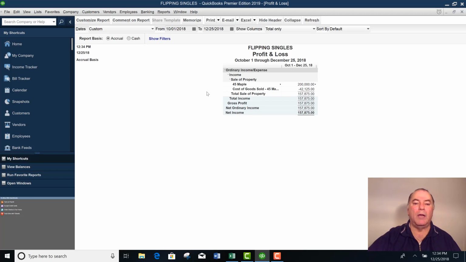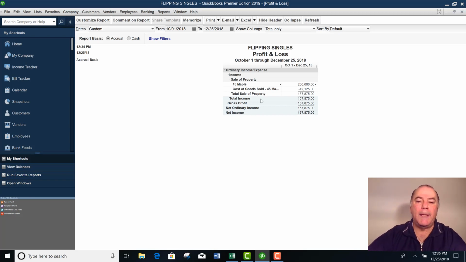So here's a report on profit and loss. Basic profit and loss. The way I set it up was that I could show that the property, 45 Maple Street, sold for $200,000. Cost of goods sold, 45 Maple Street, $42,125. It comes up to the total sale of property, $157,875. All right, so I didn't add in any other general expenses like rent for an office and office supplies, things like that.